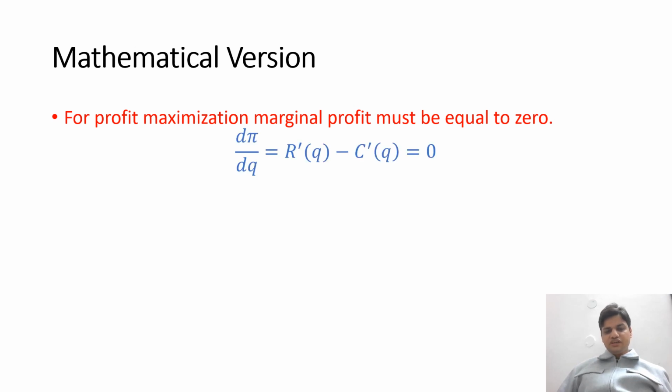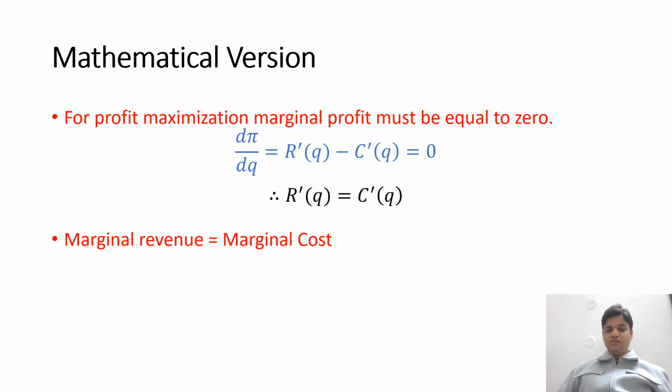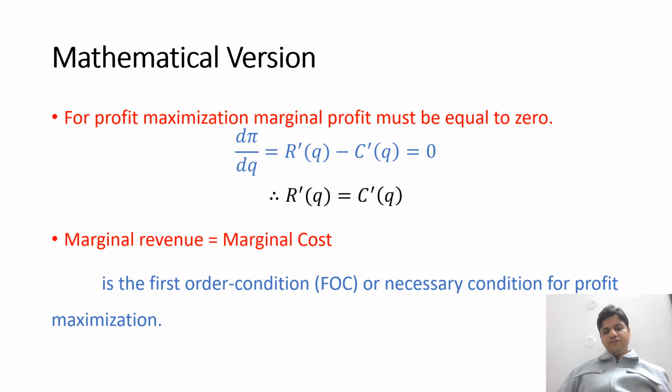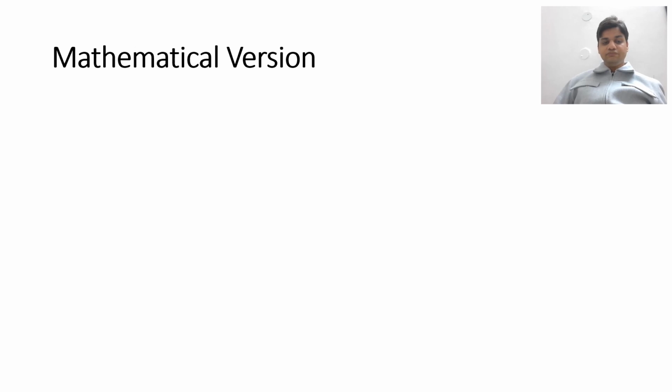For profit maximization, d pi by dq is equated to 0 because marginal profit must be equal to 0. So d pi by dq is nothing but marginal profit. Therefore, r dash q is equal to c dash q. So what is the physical meaning other than a mathematical meaning? The r dash q is nothing but marginal revenue and c dash q is nothing but marginal cost. So marginal revenue is equal to marginal cost is the first order condition, or so-called necessary condition, for profit maximization.